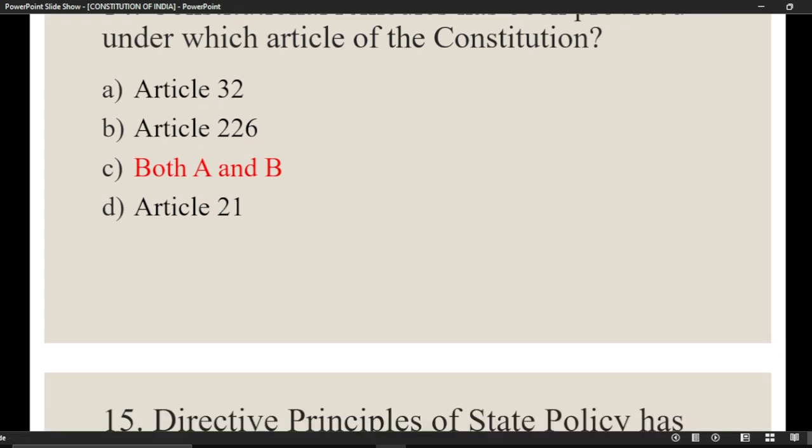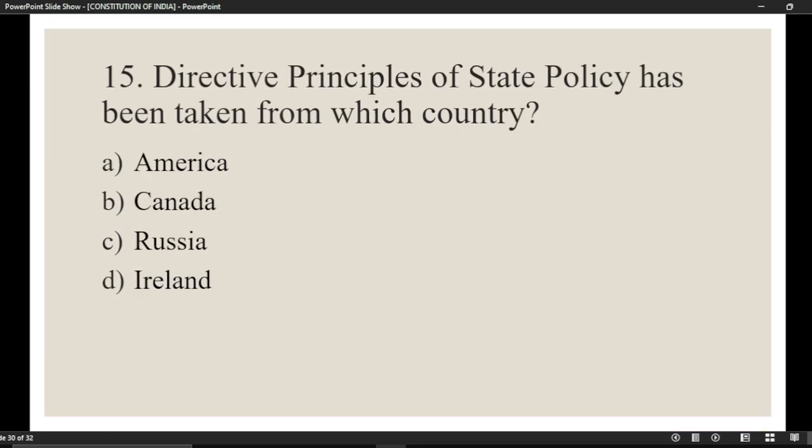So our last question is, directive principles of state policy have been taken from which country? We are talking about the directive principles of state policy. Keep in mind that these are non-justiciable and they have been taken from Ireland. The directive principles of state policy are provided under part 4 of our Indian Constitution.